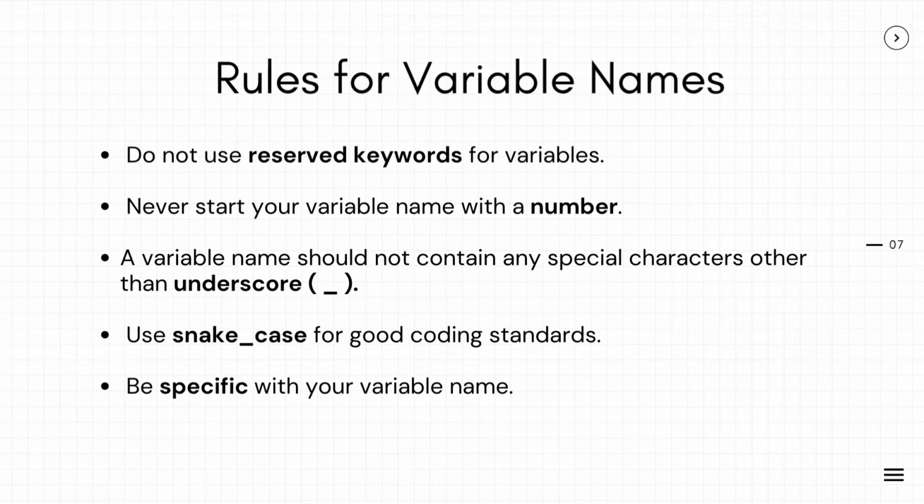The next important rule is we should never start our variable name with a number. The third one is a variable name should not contain any special characters such as dollar, hash, at the rate. We have a lot of special characters. So the variable name should not contain any special characters other than underscore. And it is better to use snake case for good coding standards. And this is a tip. The fourth one is not a rule, but it is a tip. We always need to be specific with our variable names in order to not get confused.